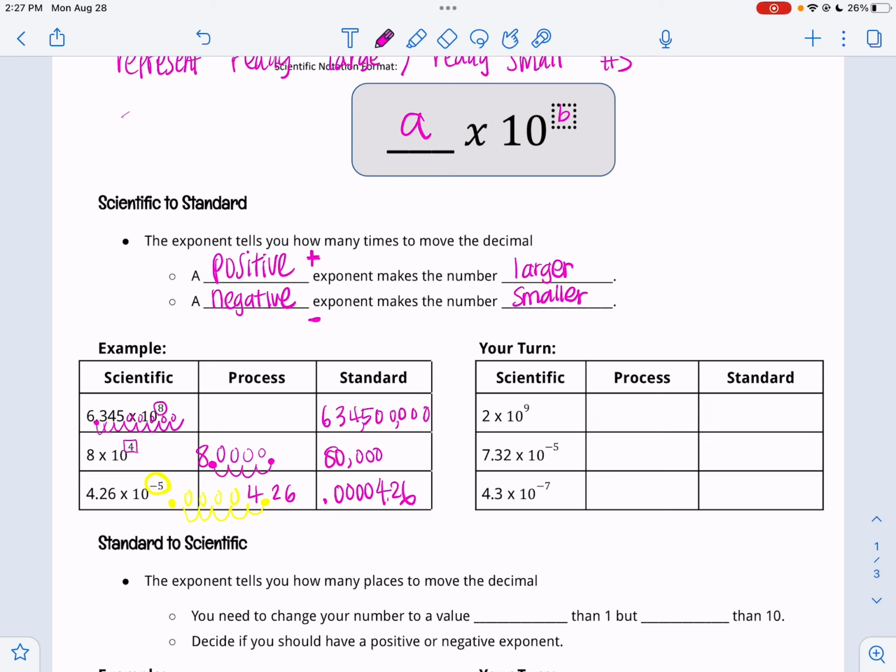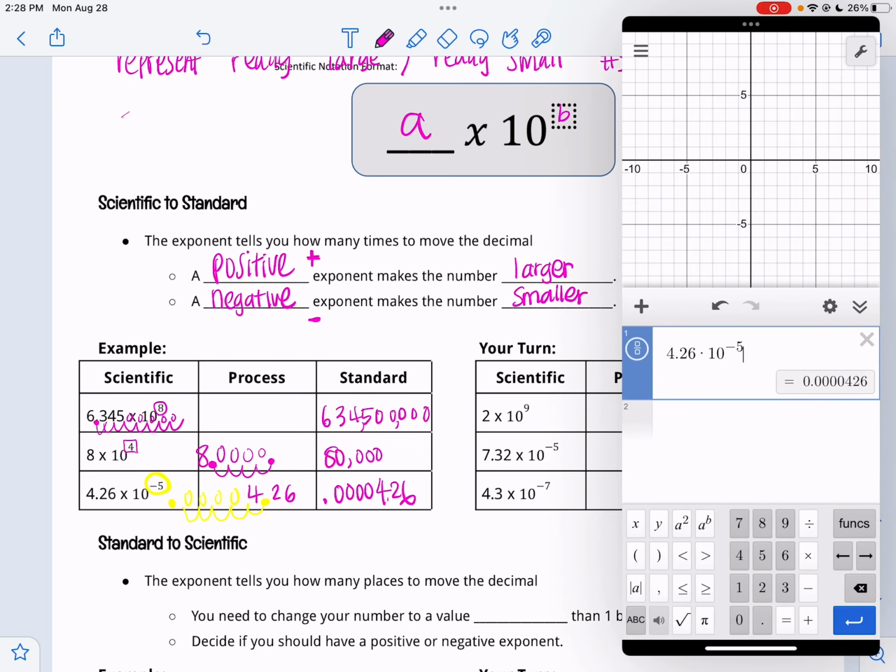Okay. I'm just gonna give out the answers for the your turn part. So your answer should have been, here we go, you should have 9 zeros. And then for the next one, it's going to be 0.000732. And then 0.00000043 for the last one.